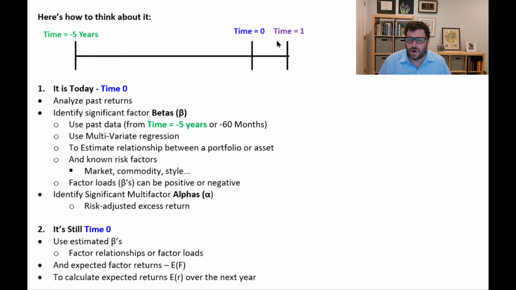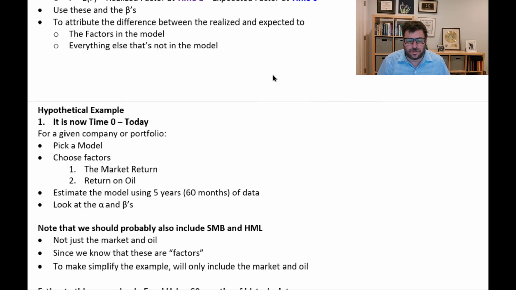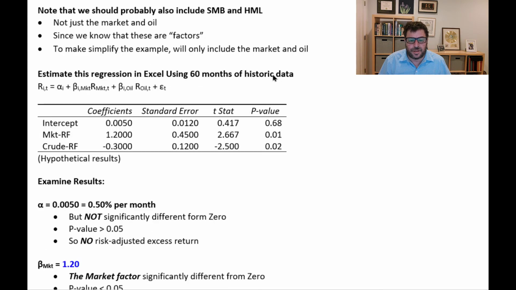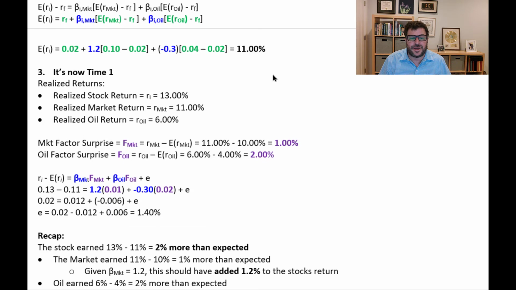Now I'm at time 1, and I want to see to what I can attribute the realized return. And let me just go back to where I was, and here's what I get. Now, because I only have 2 factors in my model, there are only going to be 3 things to which I can attribute return. The first is the market, the second is oil, and the third is everything else. And so when I have some sort of surprise return, I can only attribute it to the things that are in the model and then everything that's not in the model.